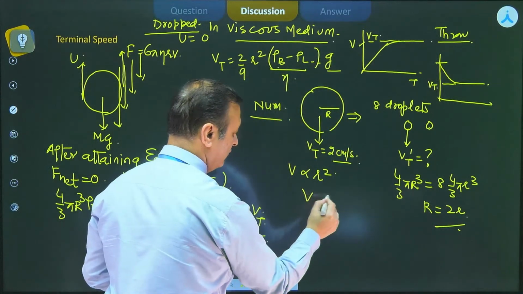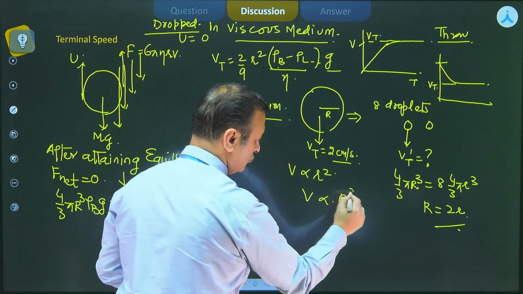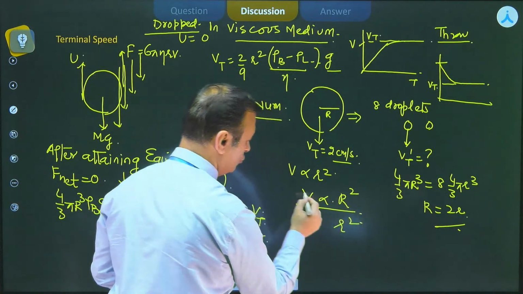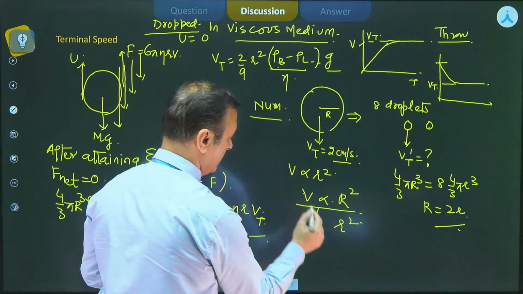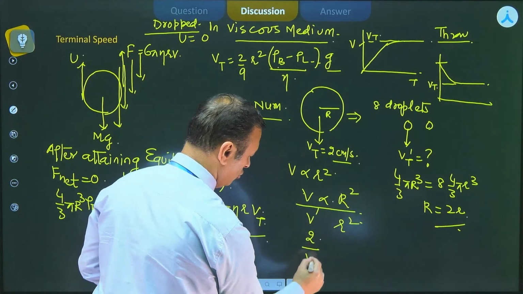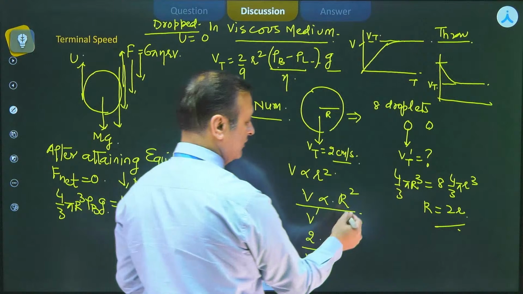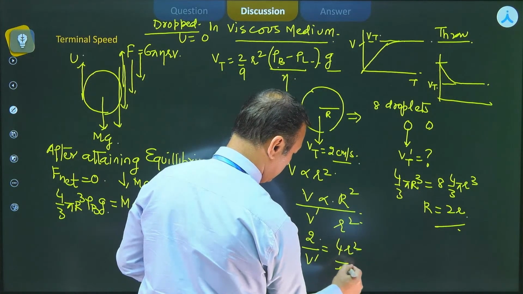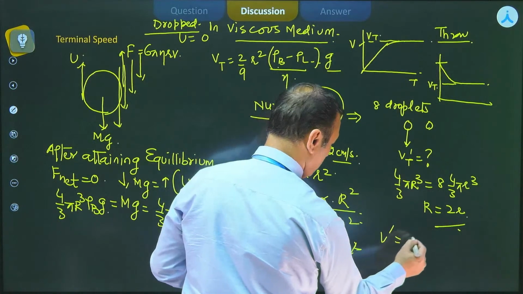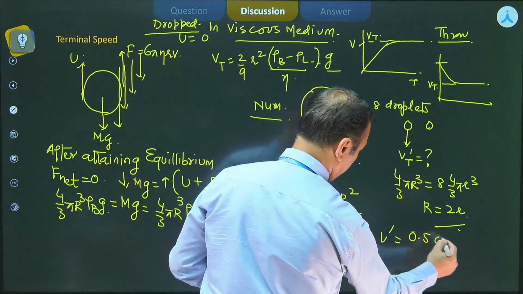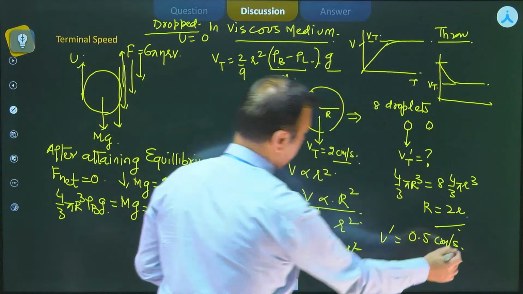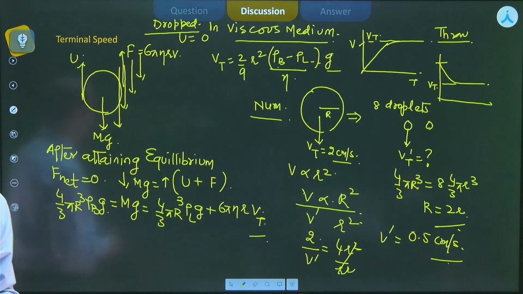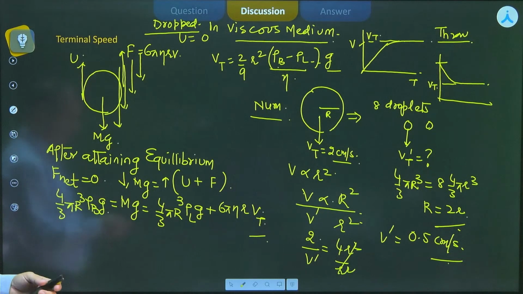So terminal speed of the bigger drop goes as R square, terminal speed of the smaller drop goes as small r square. Take the ratio. This V for the bigger drop is 2 centimeter per second, for the smaller drop we have to find out. R is 2r, so R square is 4r square, so 4r square by r square, and when you solve it, 2 by 4, that gives me 0.5 centimeter per second as the terminal speed. So this is an important area. Any doubt from this part?